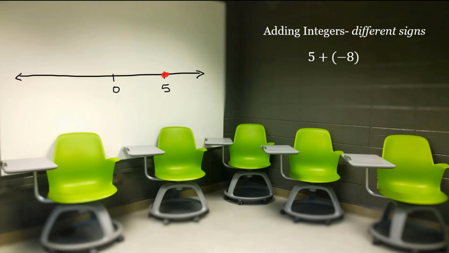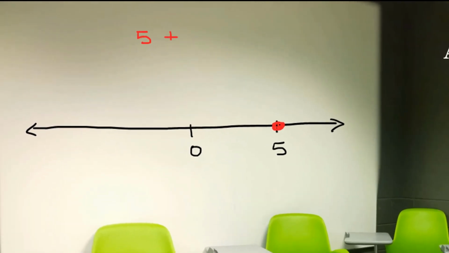Now, when we added, in the previous examples, that always moved us right. But let's think about this one for just a second. So we have 5 plus negative 8. Let's rewrite that without using double signs. And really what we have is 5 minus 8. And this minus sign is going to tell me that I got to move left 8 places because I'm adding a negative 8. So I'm going to move left 8 places.